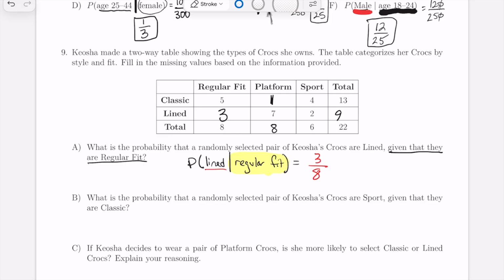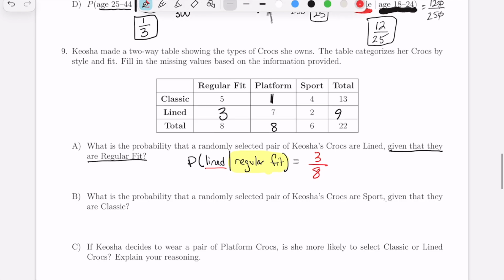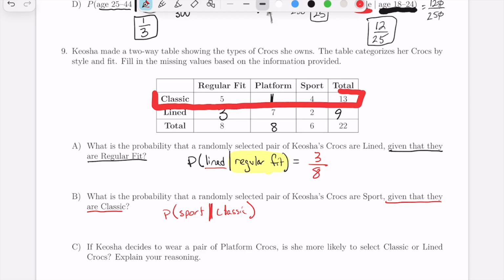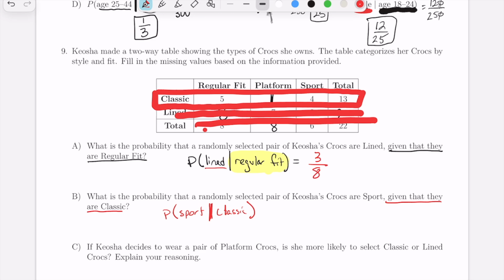What's the probability that a randomly selected pair of Keisha's Crocs are sport given they are classic? Given classic. So find the probability of sport given that we're only looking at the classic Crocs. Okay, so only looking at classic, I'll kind of do this. And if you want, you can get rid of all the rest. We can only look at the numbers that are in that classic line now.